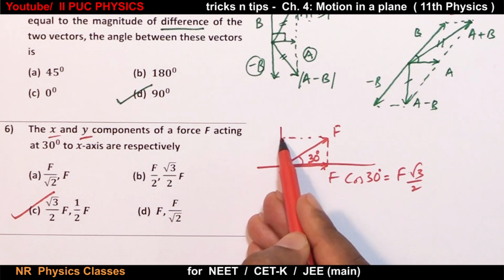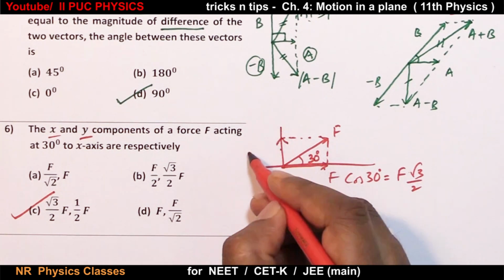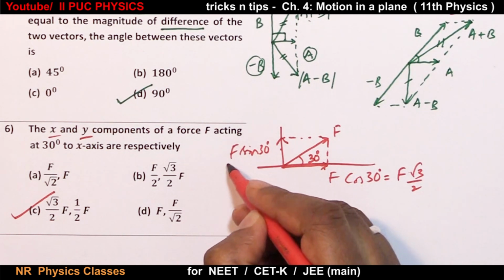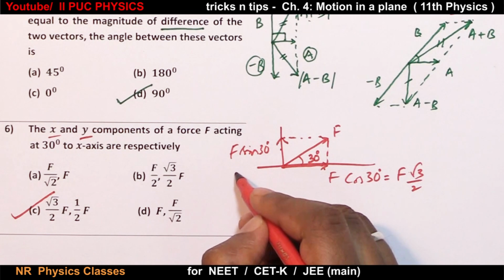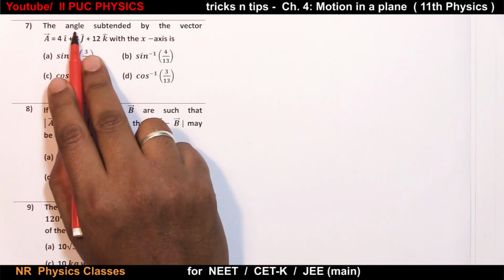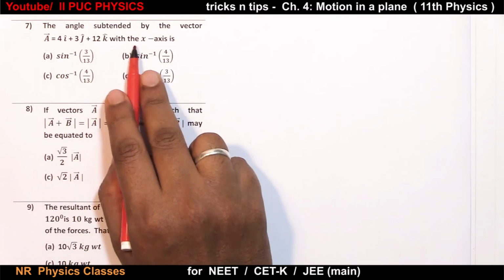Of course, we don't have to check this, but still, since this is practice time, go to the other component, the y component. This component is away from 30, therefore sine 30, therefore F sine 30. F sine 30 is half F, F by 2.